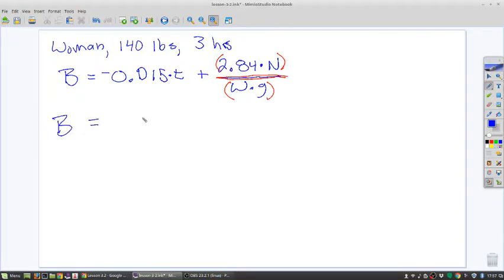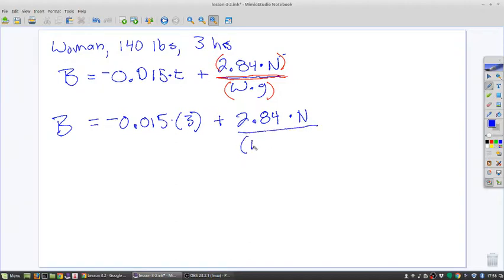Her blood alcohol content, negative 0.015. Now here we're plugging in 3 hours. So now this part is constant, but the n is going to be my variable, right? So I'm going to get 2.84 times n, and I don't get to plug anything for n in yet. And in the bottom, I'm going to have 140 times the gender 0.55.